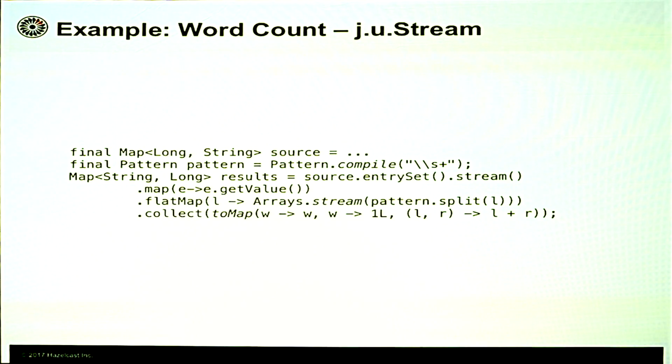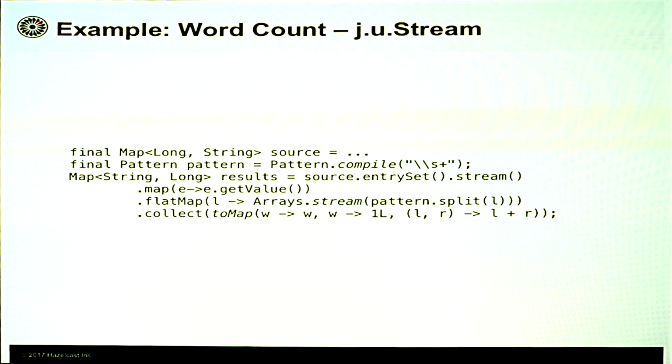But a better way would be with Java 8 streams, actually using the stream API that they provide, and basically saying source, entry set, stream. Now, notice that this is a declarative way. We're not telling the computer, or the JVM, how to do it; we're just telling it what needs to be done. What needs to be done is take a stream, in this case entries in a map. That's your items in the stream.